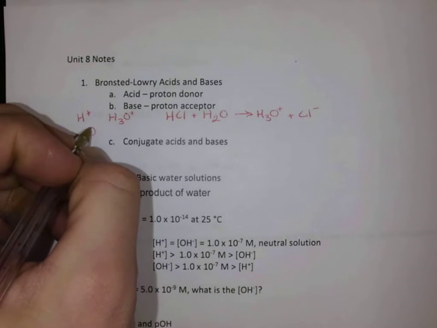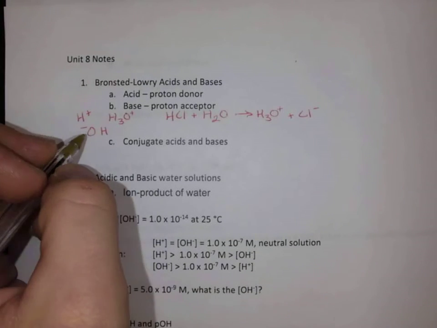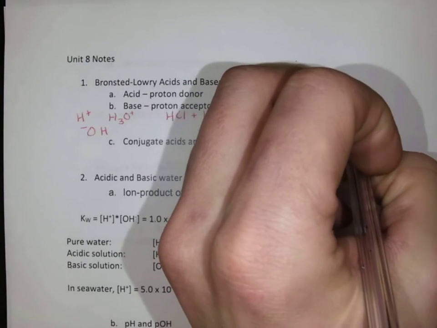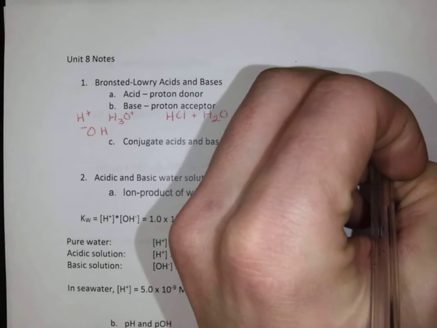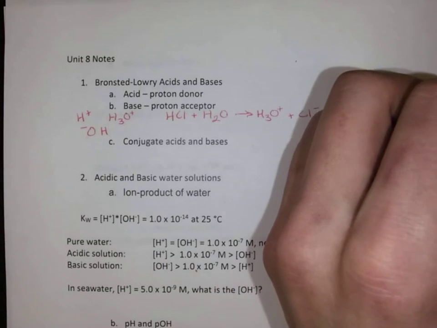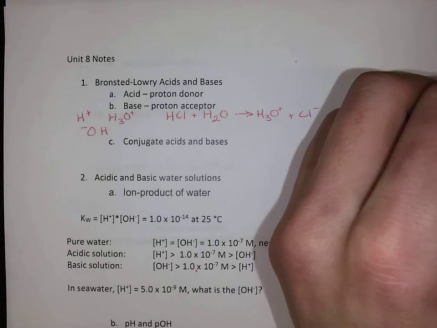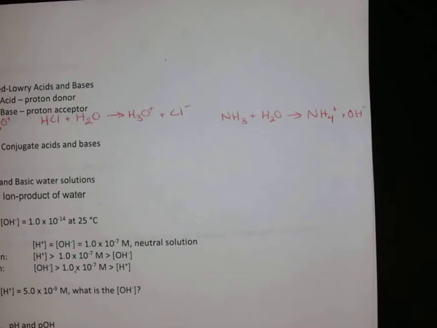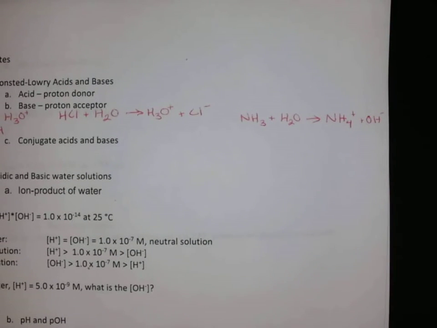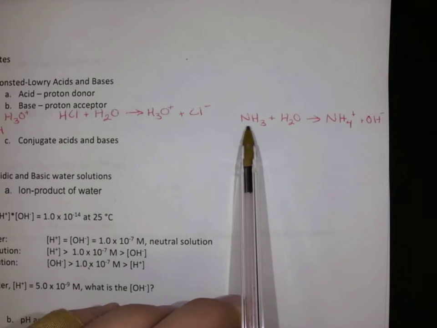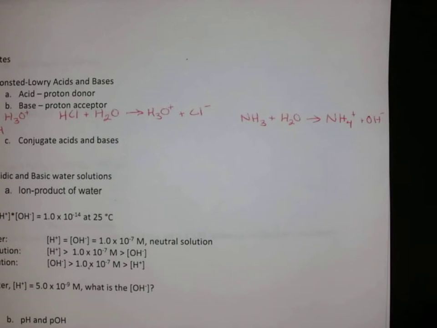Bases, we think of acceptors. We oftentimes think of OH minus, but we could have something like NH3 plus H2O. NH3 is going to accept that proton and become NH4 plus and OH minus, okay? So those would be an acid reaction and a base reaction. Acid, HCl, base, NH3.